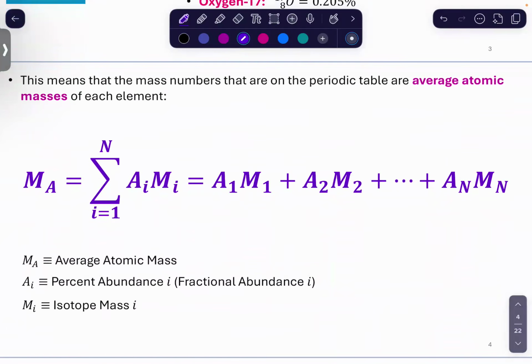So if we want to calculate the mass number of an element based on the abundances of its relative isotopes, we have this equation here. Your M sub A is going to be your average atomic mass. Your A sub I is going to be the percent abundance or the fractional abundance for isotope I. And then M sub I is the mass of isotope I. It just depends on how many isotopes you have. So you're going to multiply the percent abundance times the mass of the isotope, plus the percent abundance times the mass of the next isotope, plus the percent abundance times the mass of the next isotope, and so forth.